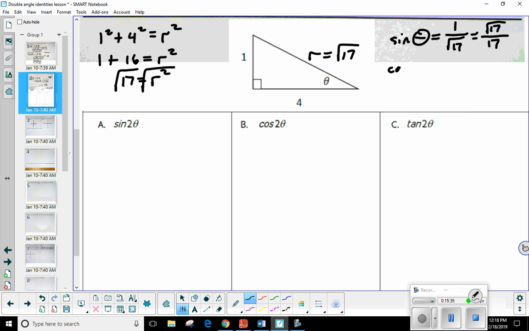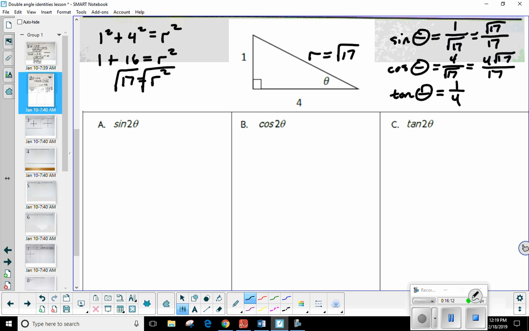So now I want cosine of theta. Well, let's see. That's x over r. So 4 over the square root of 17. And what would that be if I rationalized it? 4 square root of 17 over 17. There we go. And then we got one more to go. Tangent of theta. This is just the normal right triangle trick. Tangent of theta, that's opposite over adjacent. 1/4. Nothing to simplify there.